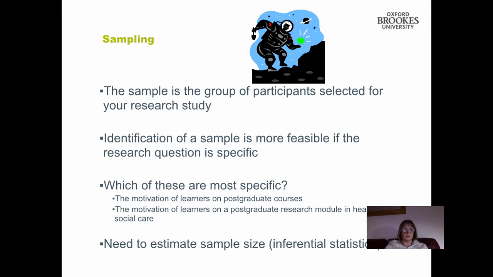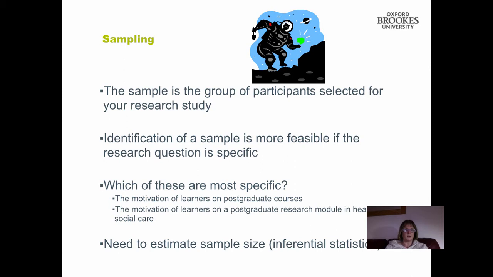So there are just two examples here which you can reflect on in your own time. Which of these is the most specific? The motivations of learners on postgraduate courses, or the motivation of learners on a postgraduate research module in health and social care. I don't know whether you can see the difference between those two questions, but the second one would probably guide your survey questions a little bit more considerably than the first one.